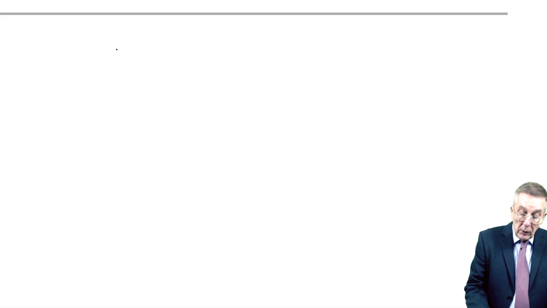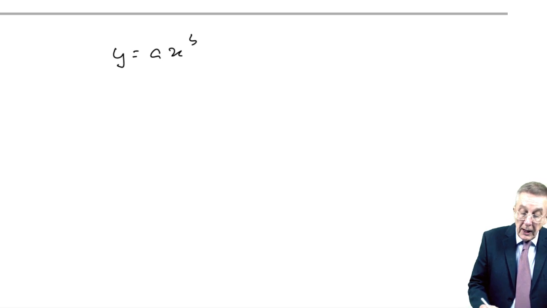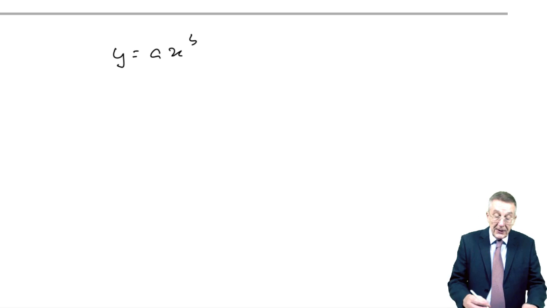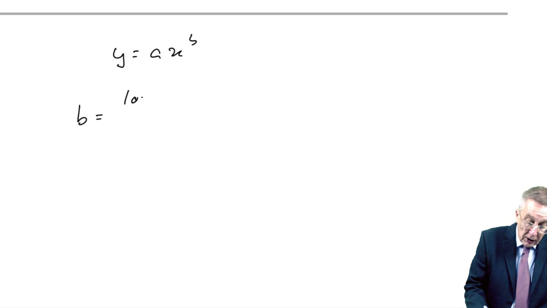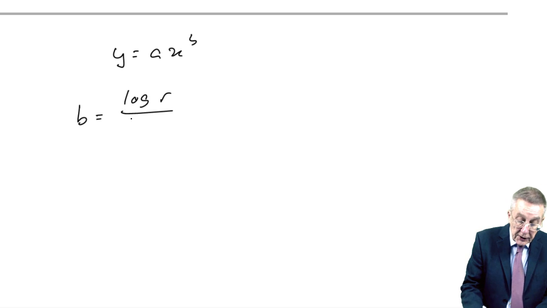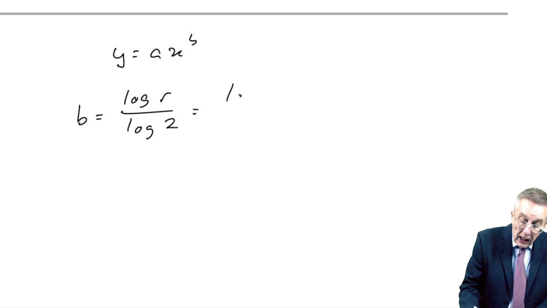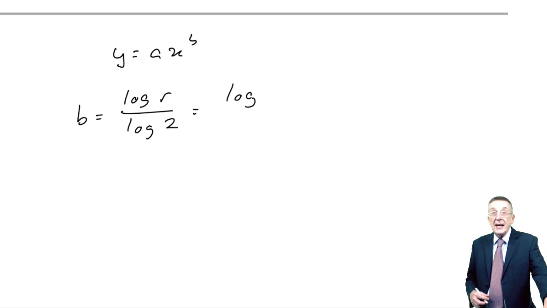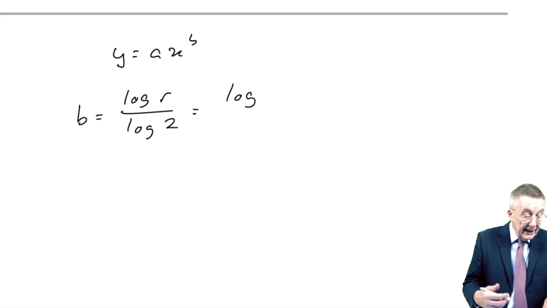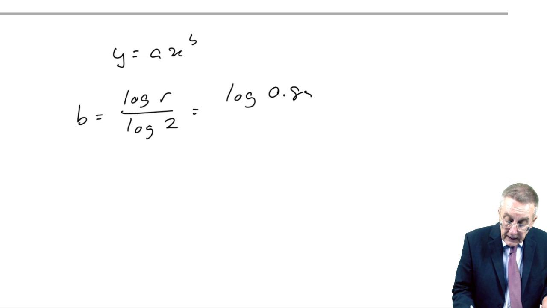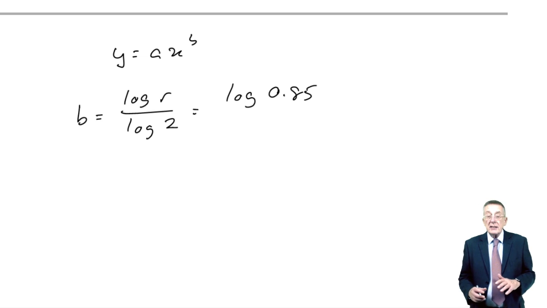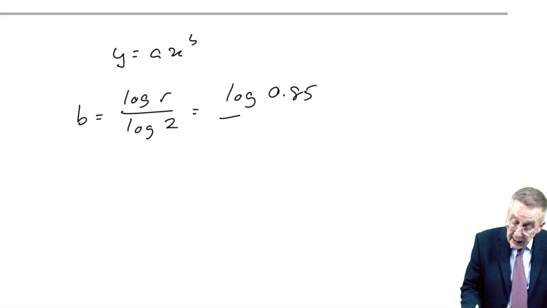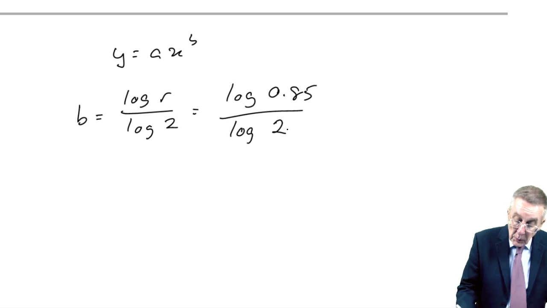I've already given you the formula, y equals x to the power b, or you've got it printed in front of you. But we do need, first of all, to know what b is. B is the log of r over the log of 2. R is the learning rate, 85%, but expressed as a decimal. What I mean is, instead of 85%, we express it as 0.85. Divided by the log of 2.